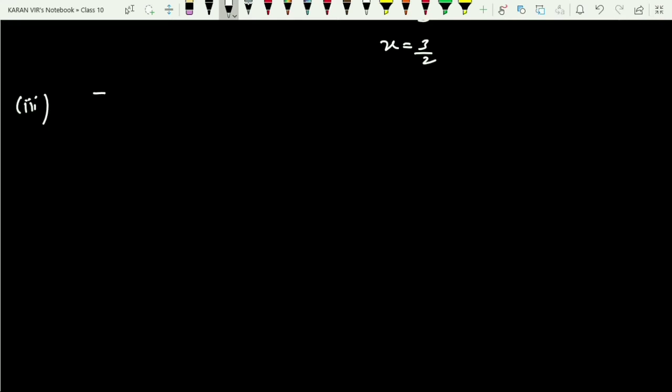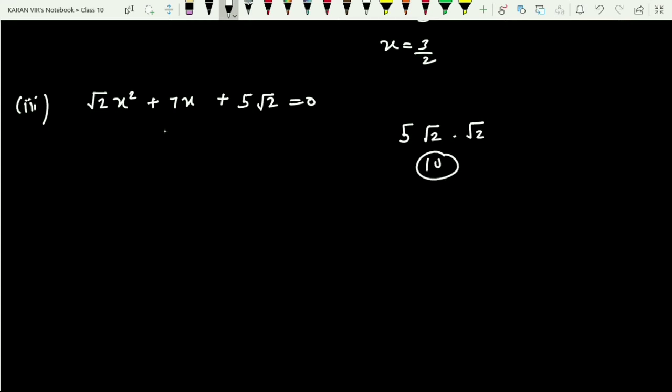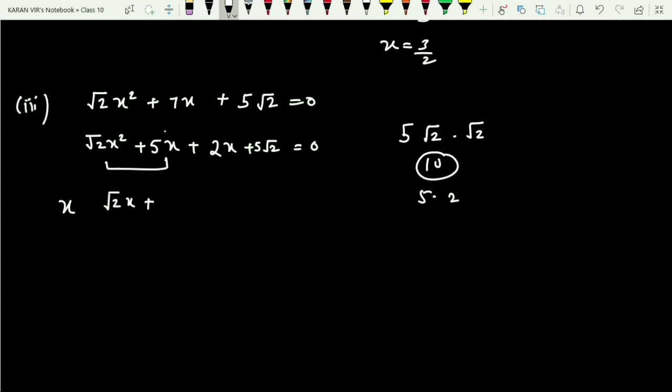Moving on to the third part, this is root 2 x square plus 7x plus 5 root 2. Now, in order to make the factors, let us multiply 5 root 2 into root 2. This will be 10, and the factors of 10 are 5 into 2. So 5 plus 2 is 7. So you can write it like root 2 x square plus 5x plus 2x plus 5 root 2. Now from the first two terms, you can take x common. So you are left with root 2 x plus 5.